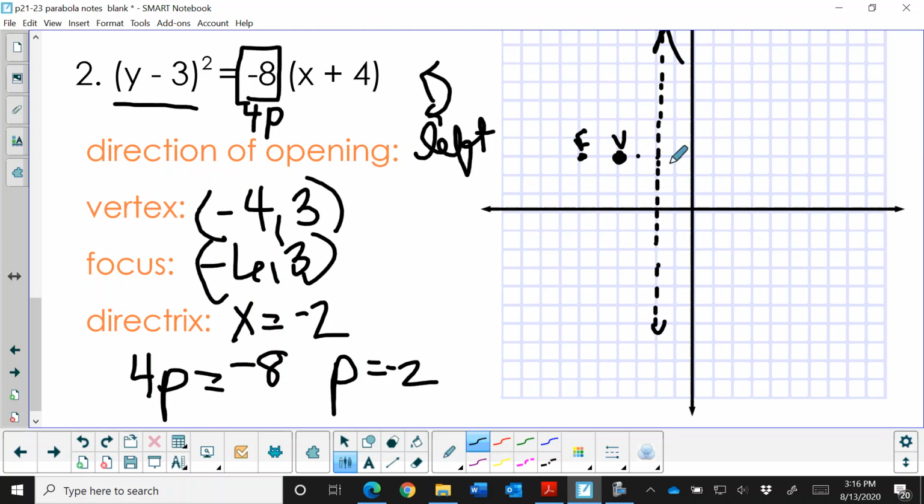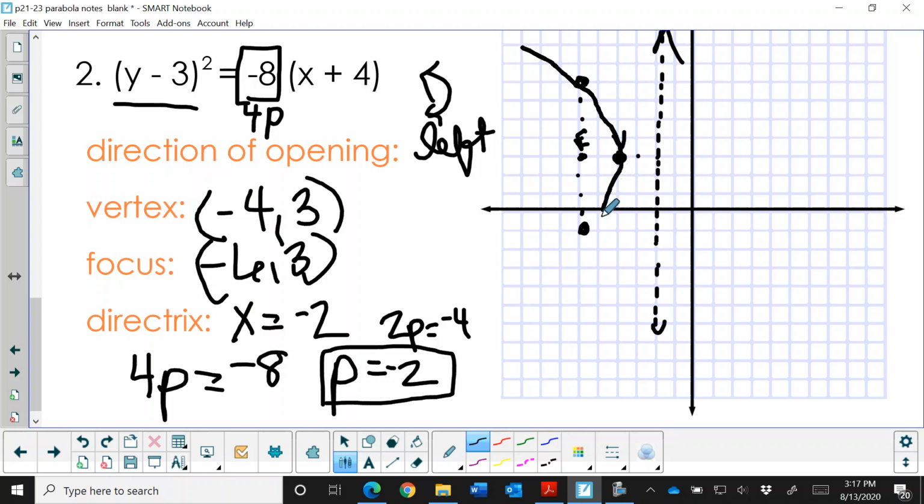Okay, so there's my directrix, my focus. Now I need to know how wide my graph is. Well, since p is negative 2 in this case, 2p is going to be negative 4, or 4. If you think about it, distance is always positive. So you go 1, 2, 3, 4 from the focus, 1, 2, 3, 4. Always count this width from the focus. And there is the graph. There we go. So we just did a left-right facing graph.